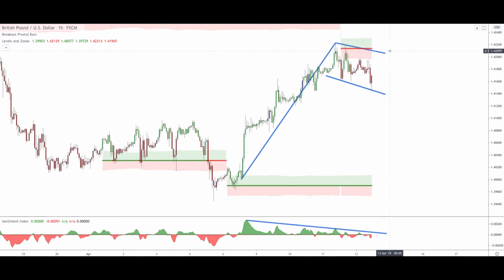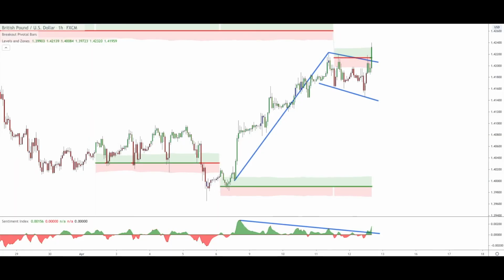And the good thing here is that if we get a break up of this consolidation, we should have a break above this resistance line. So this resistance should turn into a support, which is a very great confirmation of our overall look of the price action. So it looks like we have a setup here.